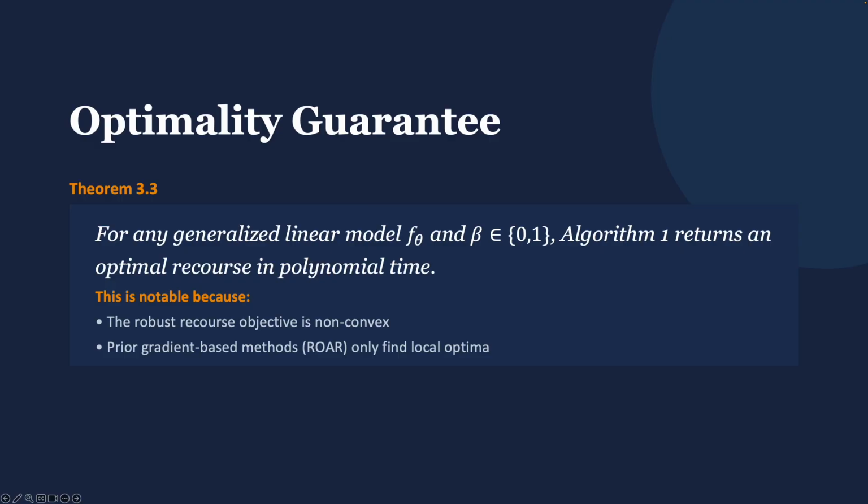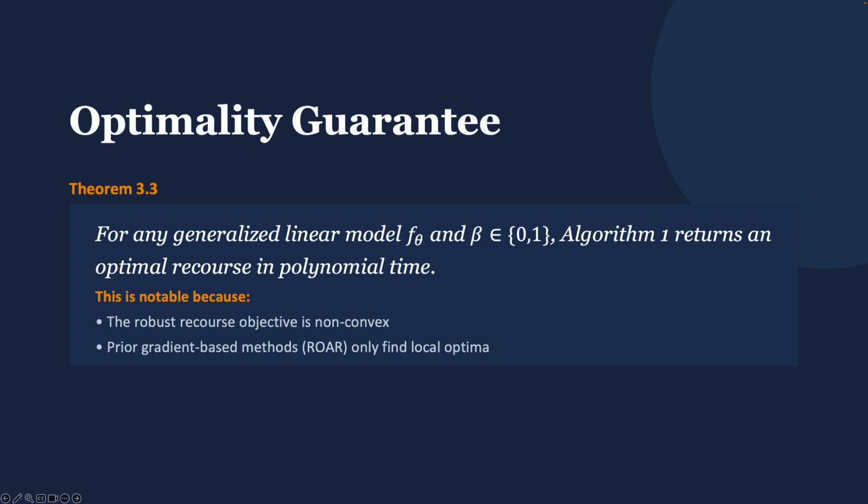This brings us to our main theoretical result. Theorem 3.3 in our paper states, for any generalized linear model f theta and beta in the set 0 or 1, algorithm 1 returns an optimal recourse in polynomial time.